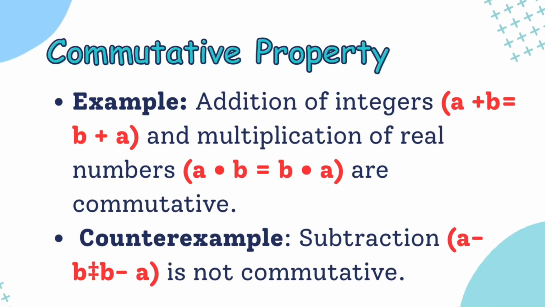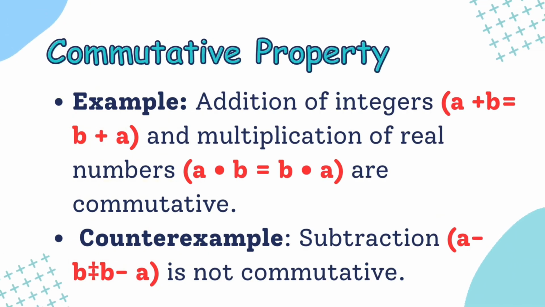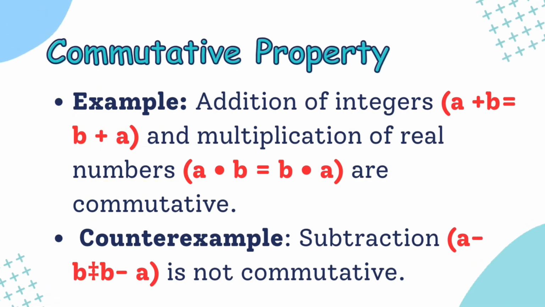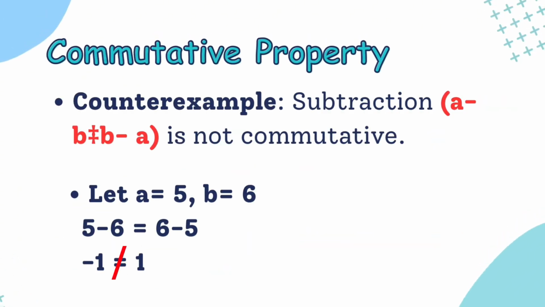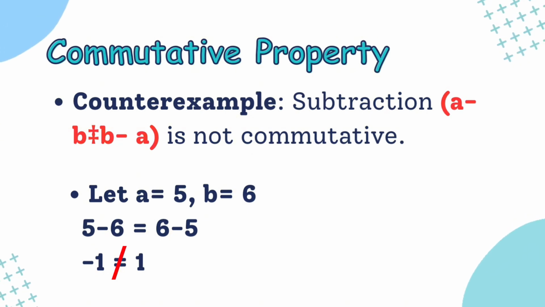Examples of these are the addition of integers and multiplication of real numbers. However, subtraction is not applicable here. Here's why. If we let A equals 5 and B equals 6, then negative 1 is not equal to 1. This is why subtraction is not commutative.